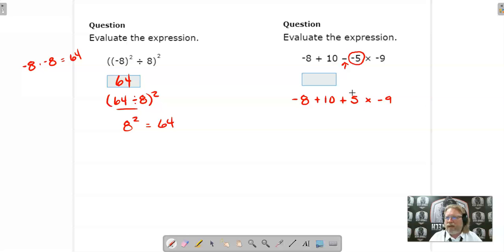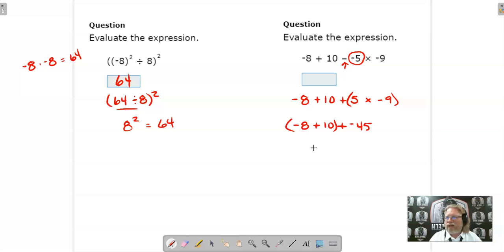Let's deal with this multiplication first. Okay, so negative 8, I'm going to bring all this down before I even finish that, and plus, and then 5 times negative 9. Well, 5 times 9 is 45, and a positive times a negative is a negative. So let's start working left to right.